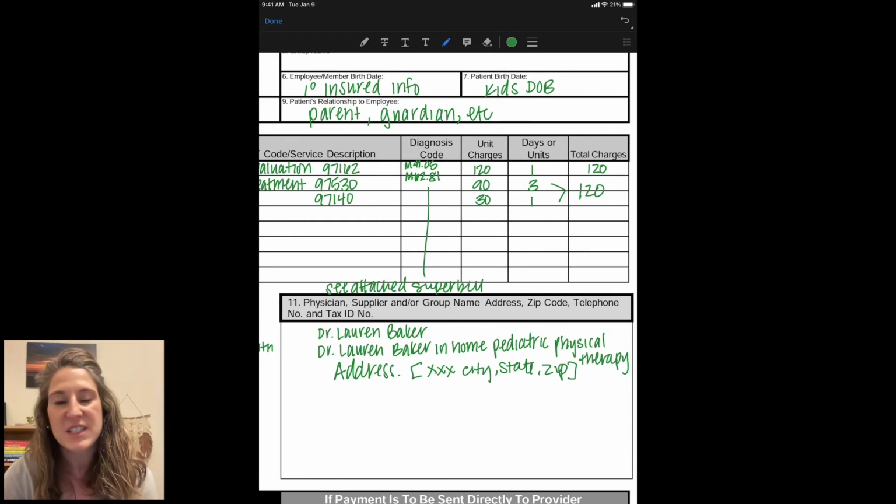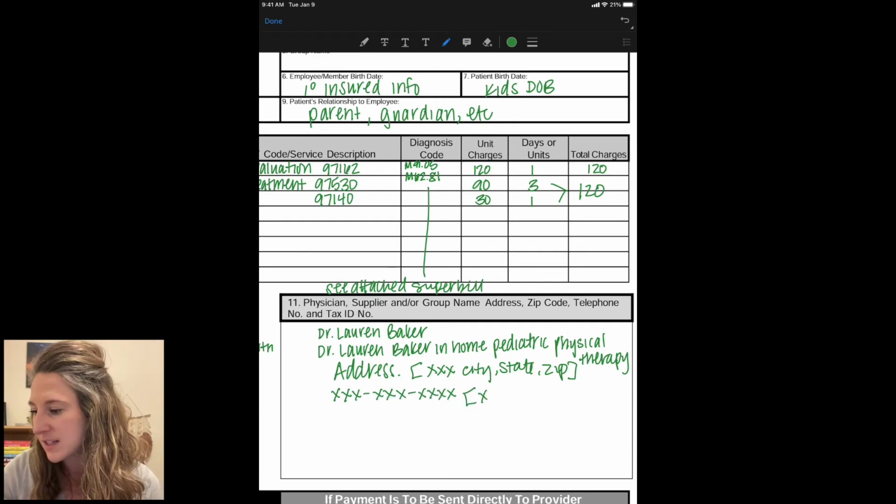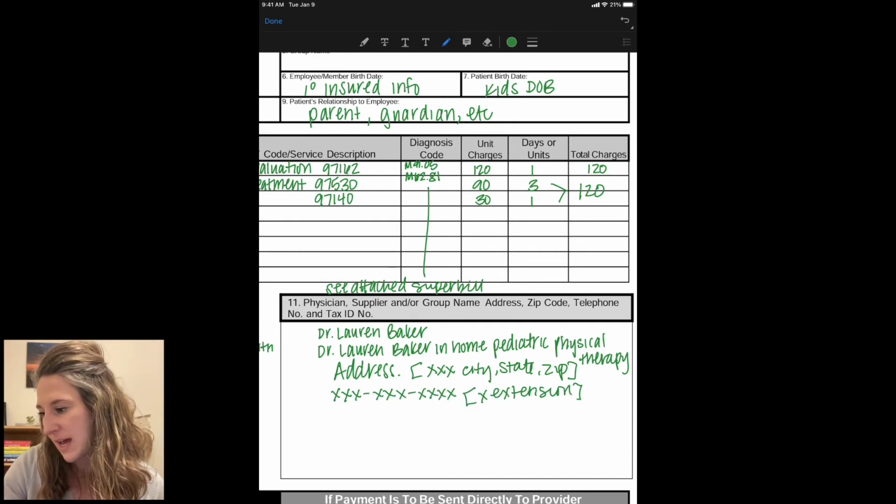And then you're going to have the telephone number. This is really important because oftentimes insurance companies will call to verify that the person that sent the information in didn't just make this stuff up. It's kind of a fraud protection. So you want to put that in, and also if there's an extension, you want to include that as well.